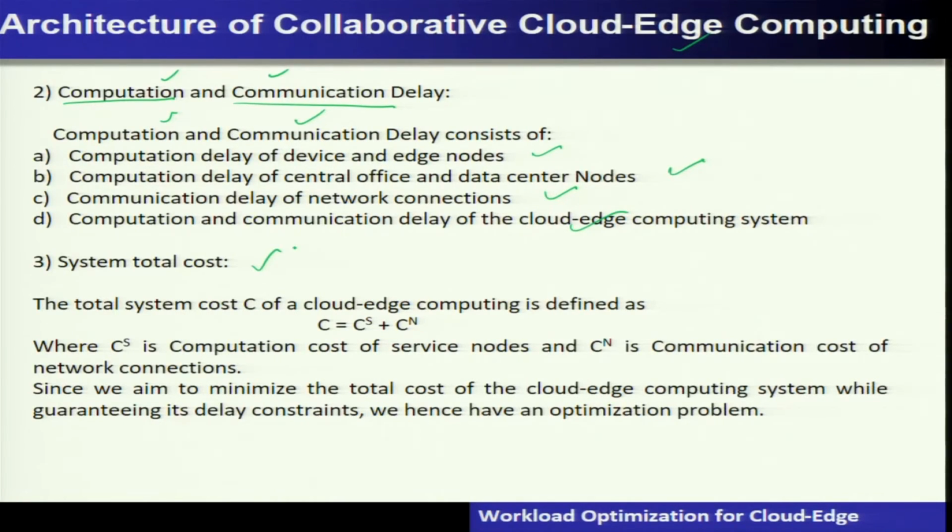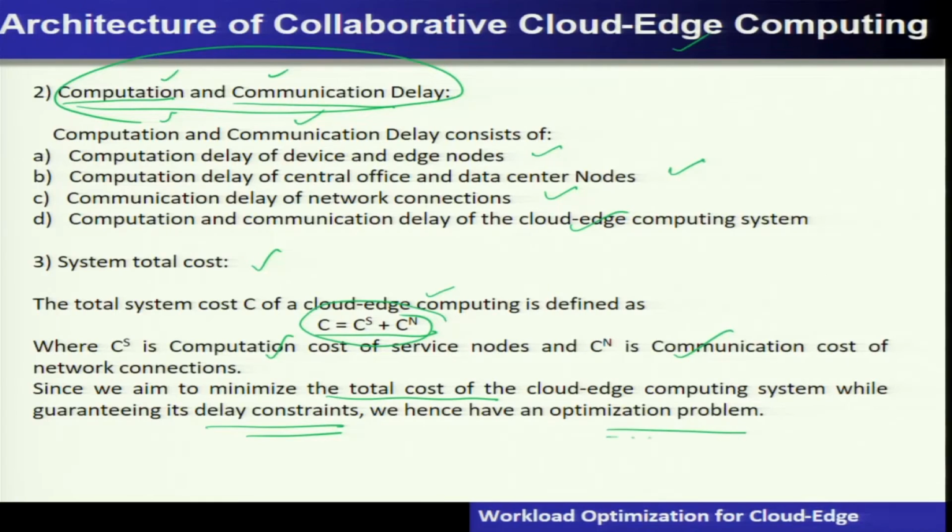And let us see the total cost. So, the total cost of the edge cloud computing is shown over here, where C_S is the computation cost of the service nodes, and C_N is the communication cost of the network connection. Since the aim here is to minimize the total cost, which is nothing but the communication and computation cost of the cloud edge system, while guaranteeing these particular delay constraints, we have an optimization problem set up in this particular way.